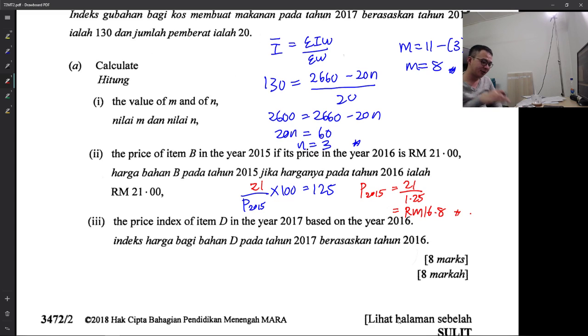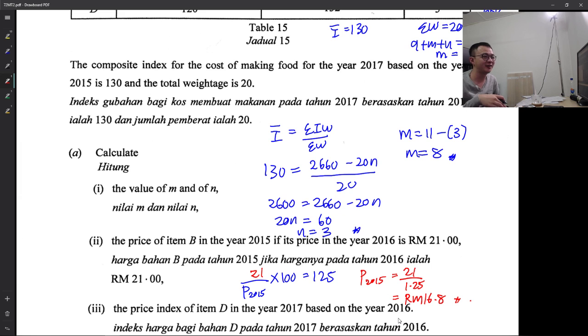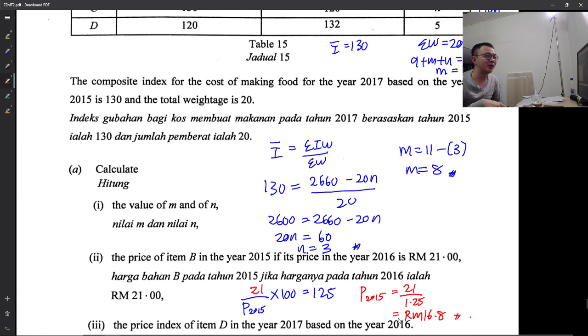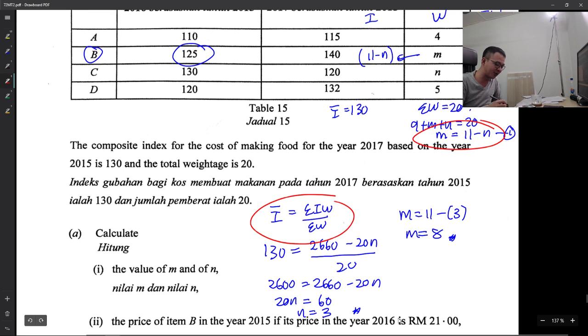Okay, for part A, I don't think you have another way to find m and n, because m and n are two unknowns. You need two equations. One equation I get from the sum of weightage, which is this equation. Then the second equation must be the composite index, because these are the only two pieces of information you have. So you need to form two equations, and then you will get it from there.